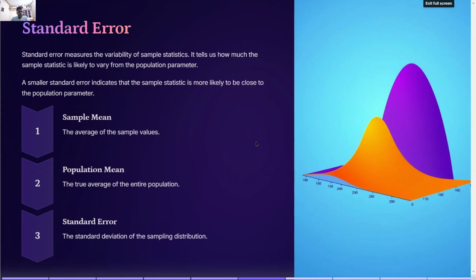Standard error. Standard error measures the variability of sample statistics. It tells us how much the sample statistic is likely to vary from the population parameter. A smaller standard error indicates that the sample statistic is more likely to be close to the population parameter. Sample mean, the average of the sample values. Population mean, which means the true average of an entire population. Standard error, which is the standard deviation of the sampling distribution.